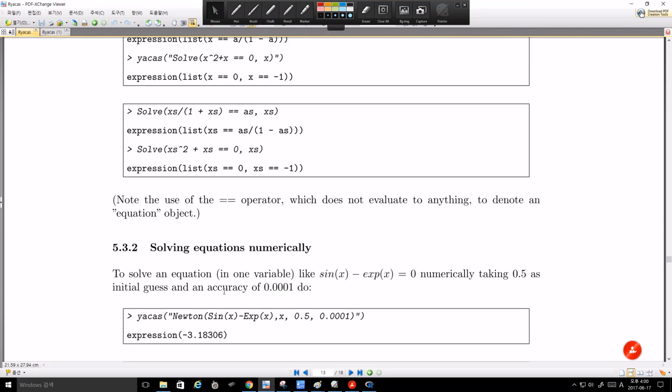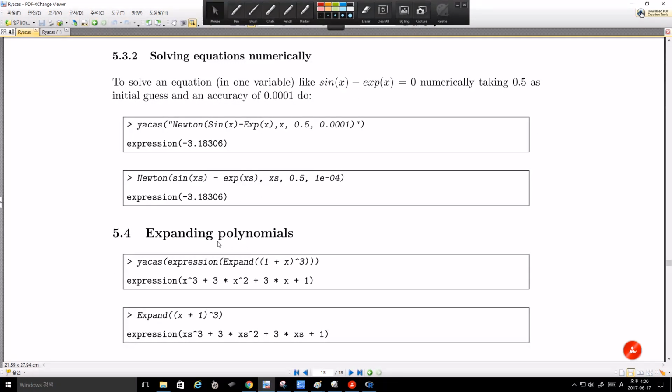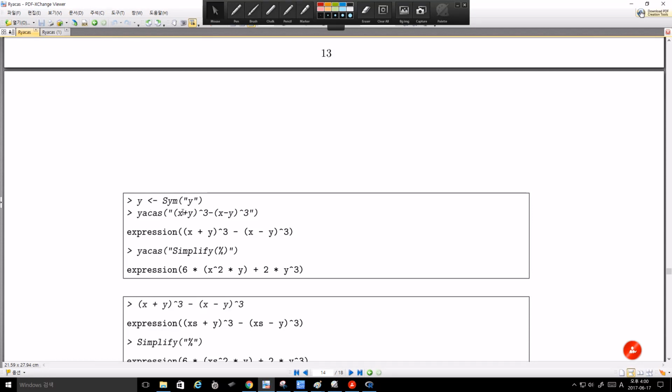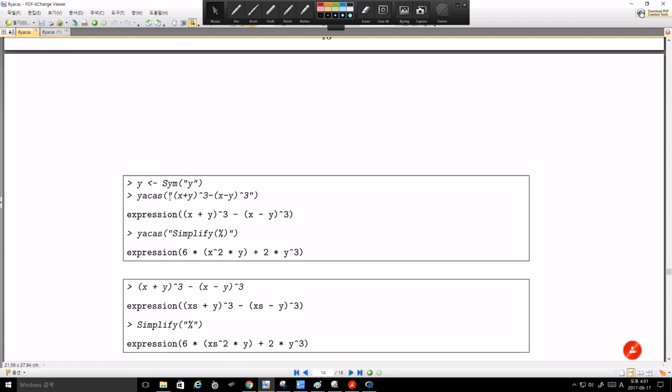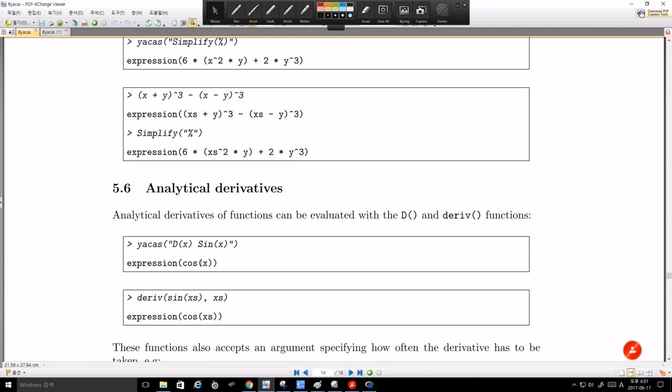This is a similar one. And then we can do a numerical solution this way, and actually we can expand the polynomials, expand 1 plus x to the third, something like this, and you can simplify. Y is symbol y in Ryacas. This is an expression, and we can simplify this one. If we simplify it, then we have this one. Now, analytic derivative, we learned this one already.